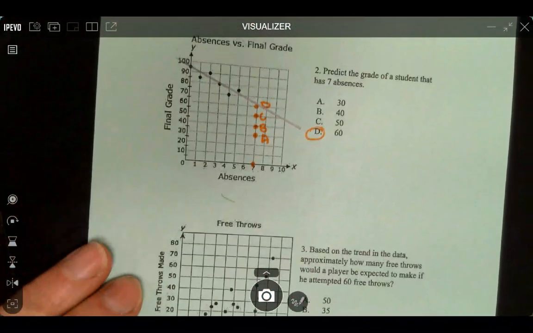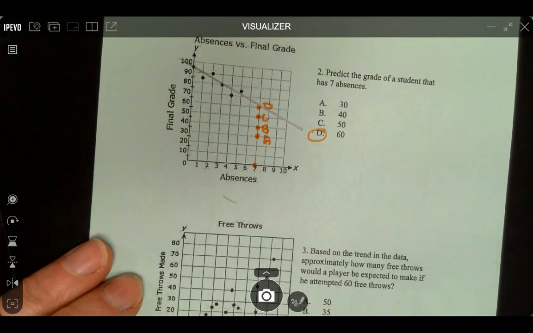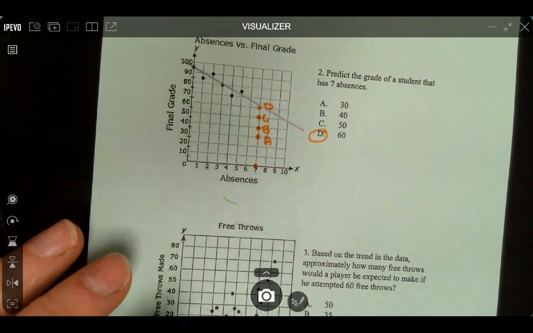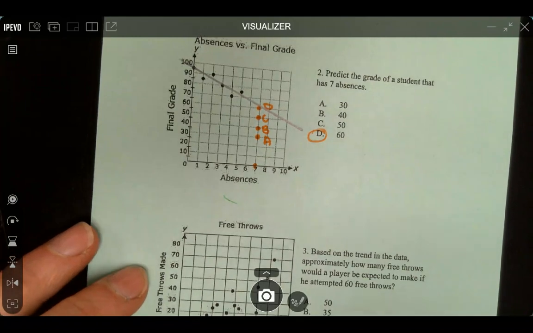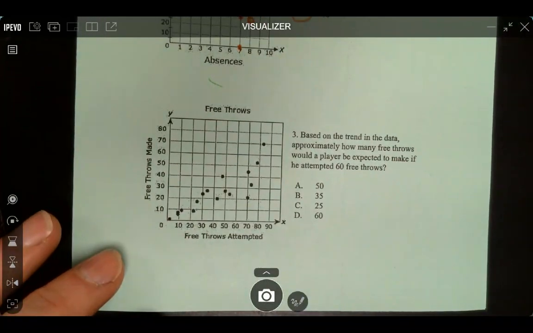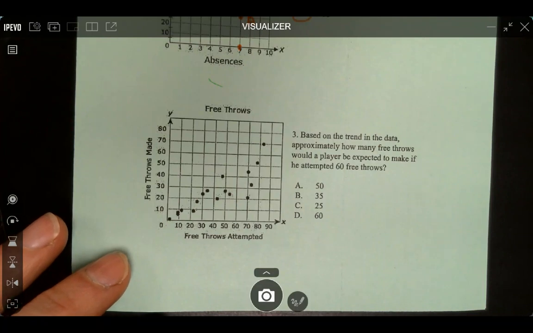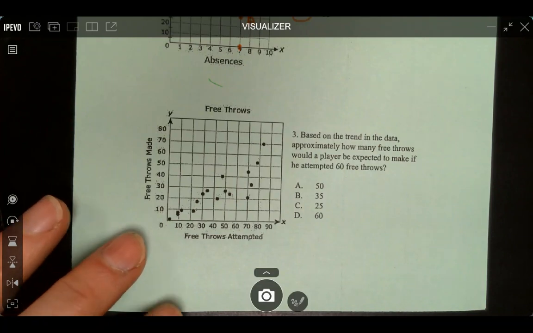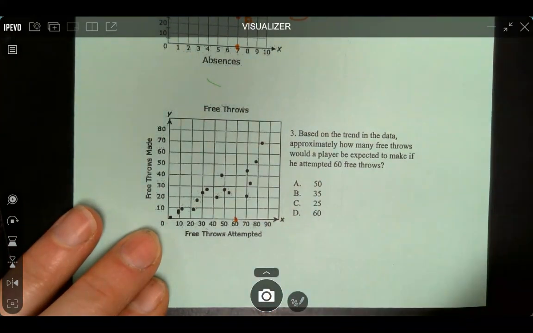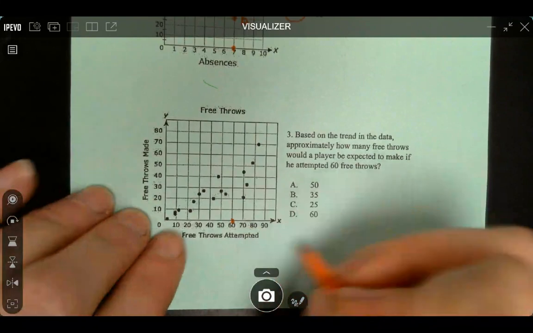Yeah, let's do the last one now. You're looking for the point that looks the most disguised within the rest of the data points. You don't want an outlier. Now let's look at the last one. Based on the trend in the data, approximately how many free throws would a player be expected to make if he attempted 60 free throws? So let's plot these points and figure out which one is the most disguised.